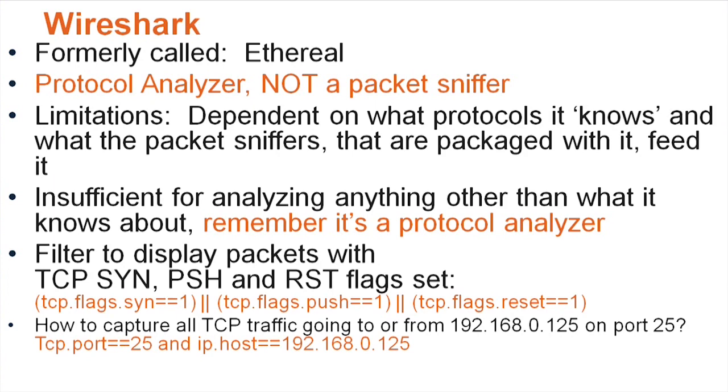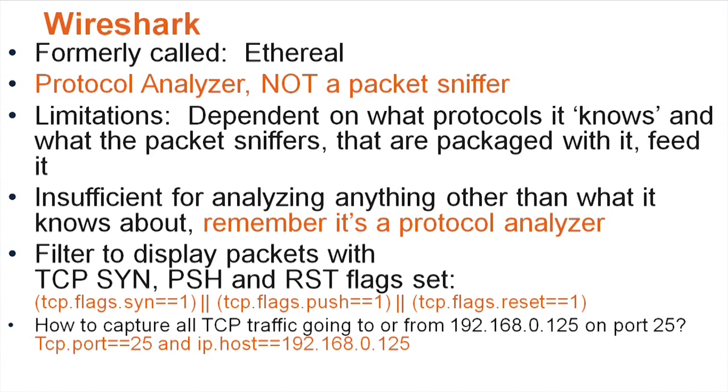And also, how do you build filters in Wireshark? You see where it says tcp.flags.syn equal 1, or, remember the logical operators we talked about for security, tcp.flags.push equal 1. Notice the equal is the comparison equal, the double equal. You're not assigning it, you're comparing it. And there's another or, tcp.flags.reset equals 1. So this is what that filter you're building would look like.